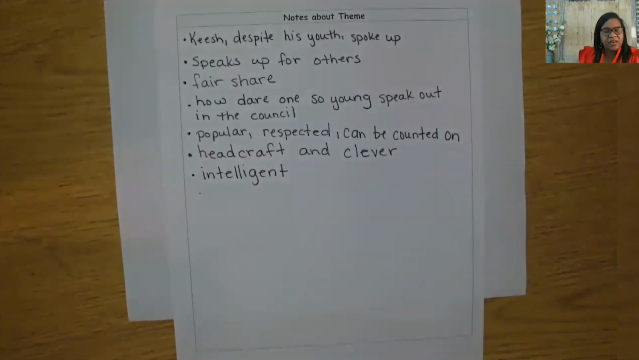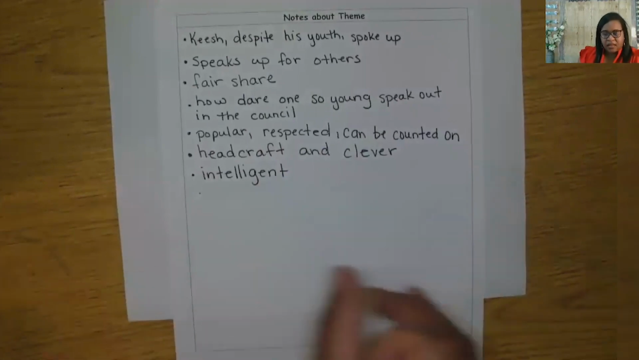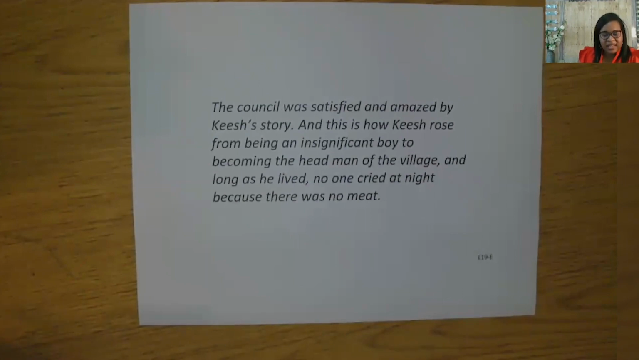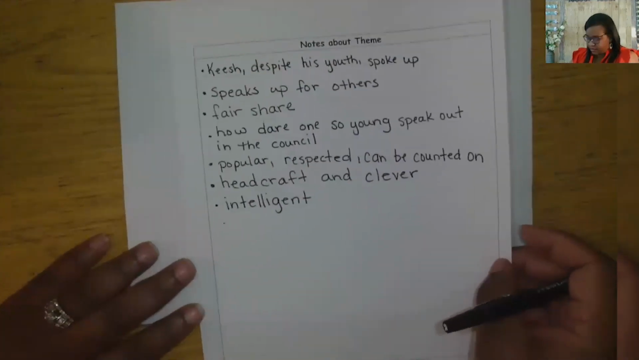What else does it tell us about Keesh as a leader? The line, no one cried at night because there was no meat, lets me know that Keesh took care of the people even after he became the leader. So let's add that to our chart. Took care of others.